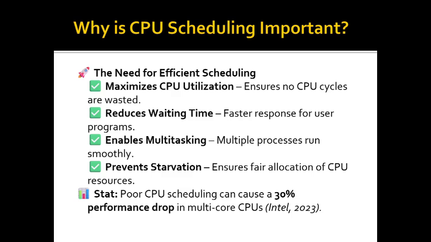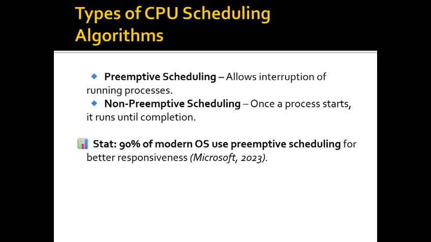Statistics. As per the statistics in 2023 from Intel, poor CPU scheduling can cause a 30% performance drop in a multi-core processor. Types of CPU scheduling algorithm. There are majorly two types of CPU scheduling algorithm, namely preemptive scheduling and non-preemptive scheduling.